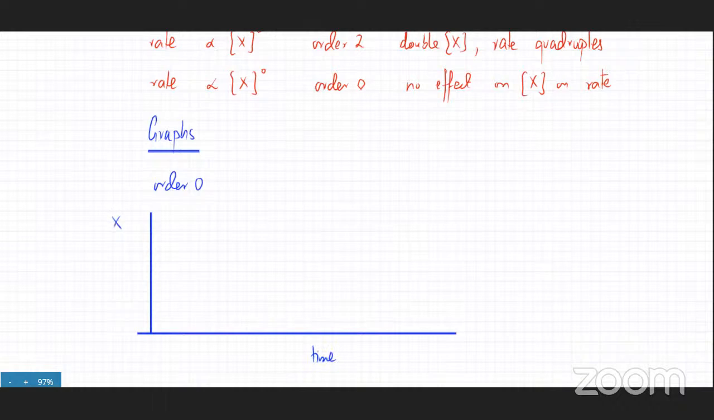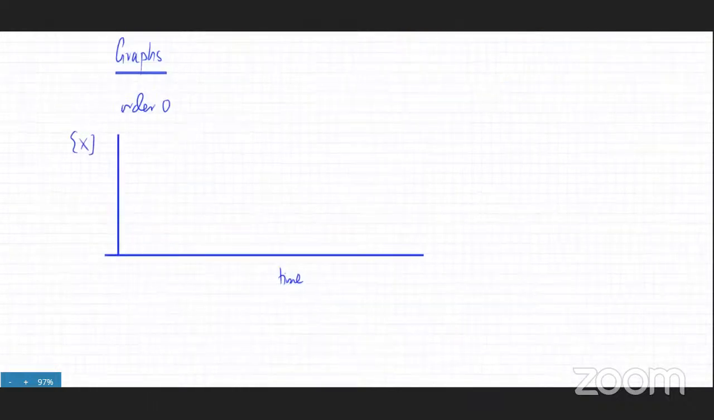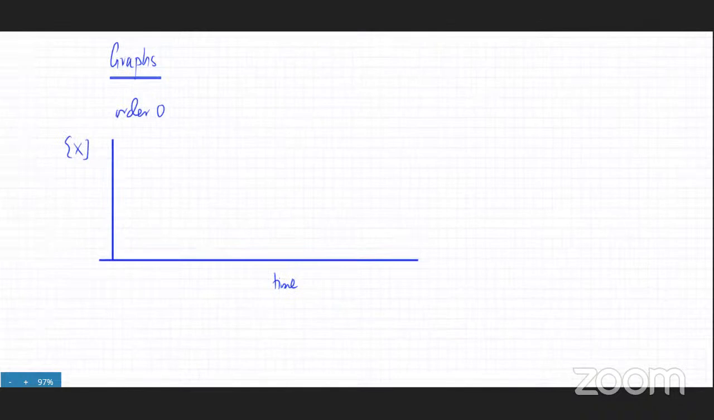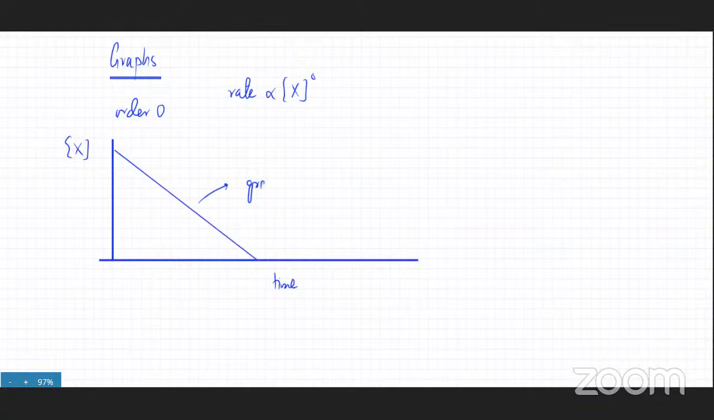Now in any reaction, the reactants, their concentration decreases, they get used up. And if they're getting used up, then the concentration would basically go to 0. But in an order 0 reaction, the rate of the reaction is not really dependent on the concentration of X, तो उसमें the graph is a straight line. ठीक है, that means the gradient does not change. The gradient is the rate. It does not change.